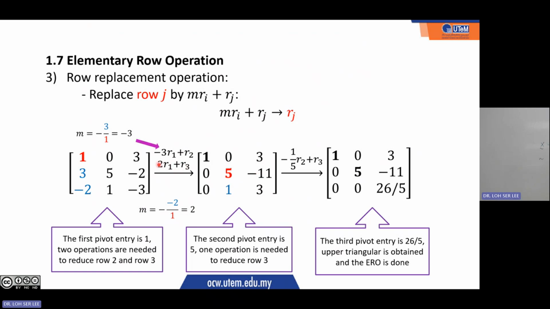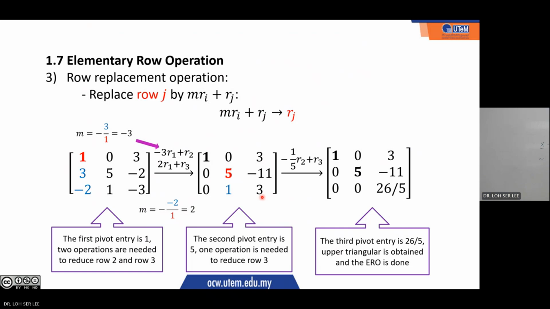Same goes for the second operation to change row 3. Row 1: 1 times 2, because 2 times row 1, plus into row 3. So 1 times 2 is 2. 2 plus -2, you get 0. 0 times 2 is 0. 0 plus 1 is 1. 3 times 2 is 6. 6 plus -3 is 15.